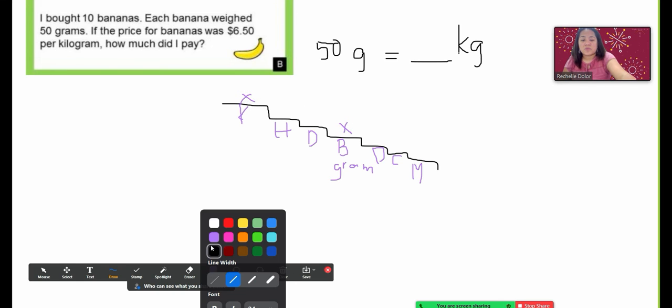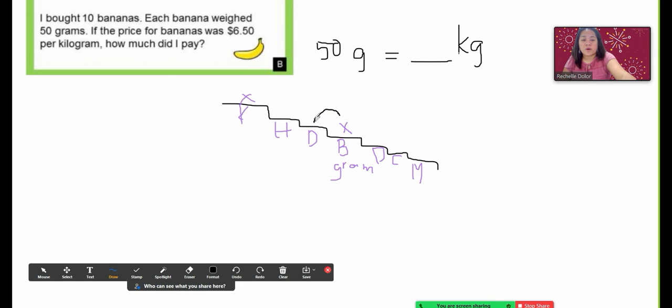So we need to move to the left. 1, 2, 3. So three times to the left. Okay, the decimal point is this one here, right? So move 1, 2, 3. Alright, so therefore, for 50 grams, that's going to be 0.050, right? Or 0.05. Now, if 1 kilogram is 6.50, how much is this one?